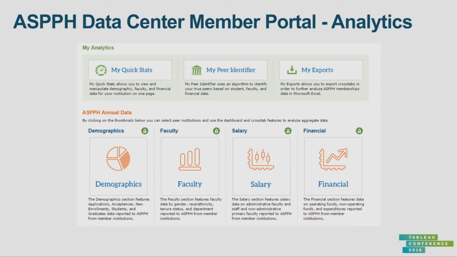The My Peer identifier, we realized after building these that we were telling them to go compare themselves to their peers, but they didn't know who their peers were. So we created an algorithm where they can see who their true peers are. And I remember working with the dean from the University of Louisville, and I said, did you know your peer is the University of Puerto Rico? And he had no idea. But based on the data, that's who their closest peer was. That was who was most similar to them.